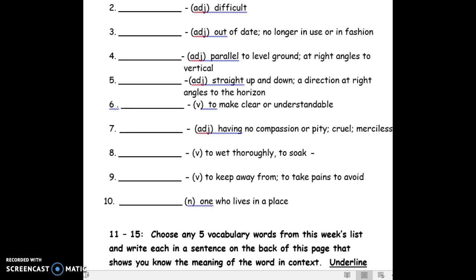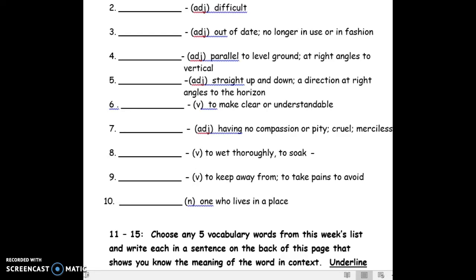Number 7 is an adjective. It means having no compassion or pity, being cruel, being merciless. Number 8 is a verb. It means to wet thoroughly or to soak. Number 9 is a verb. It means to keep away from or take pains to avoid. And number 10 is a noun. It's one who lives in a place.